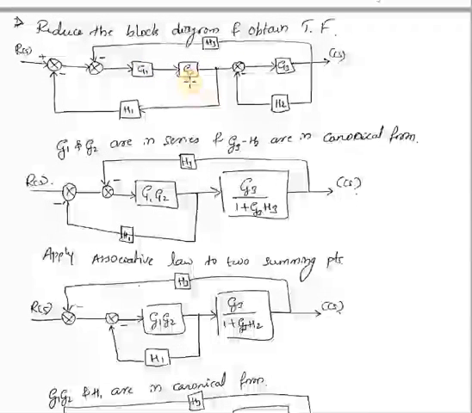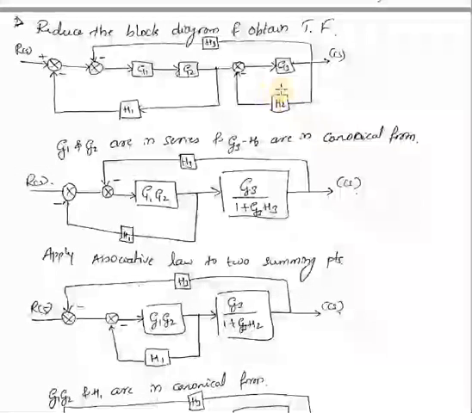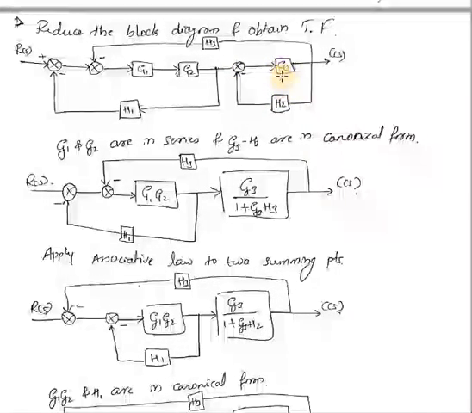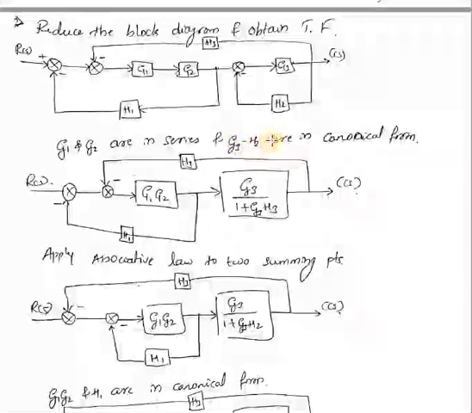Then check for the canonical loops. Here in the forward path you have G3, in the feedback you have H2, one takeoff and one summing point. That means I can easily apply the canonical form here. So G1 and G2 are in series, and G3, H2 are in canonical form. Apply those two rules to reduce this.